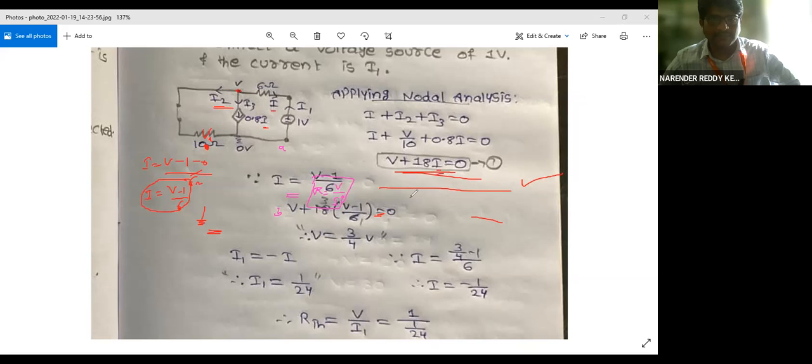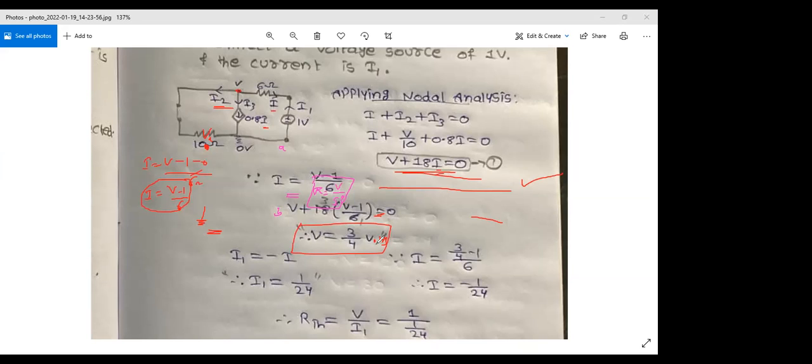So what's the equation finalized? If I substitute here in the equation, what is the final equation you get for voltage? We will get the voltage as V is equal to 3 by 4 volts. What is this value of V? V is the value of voltage at this node.